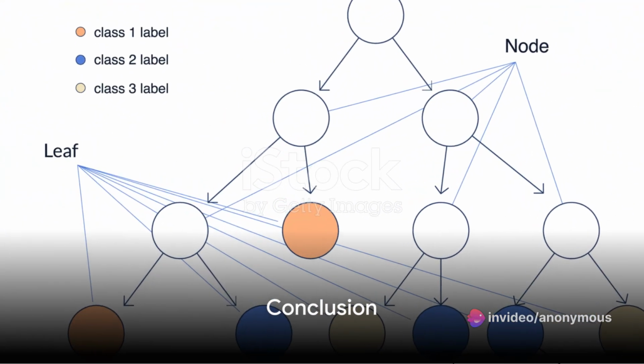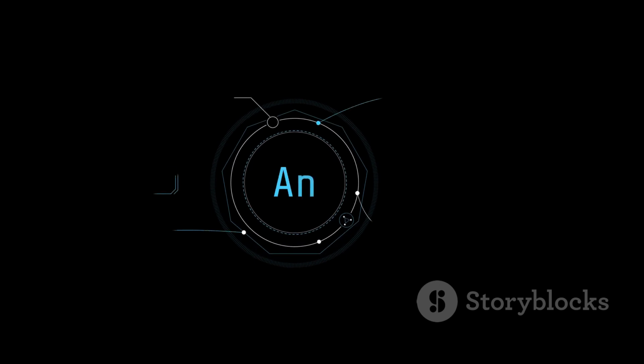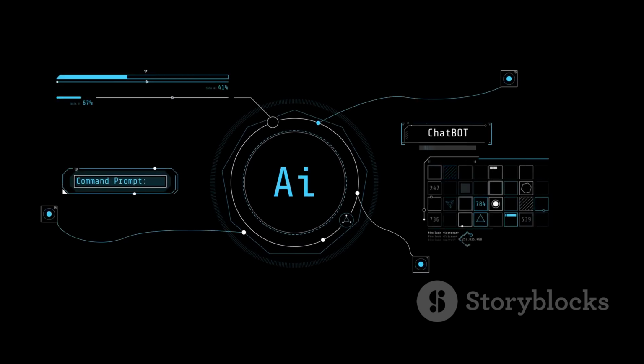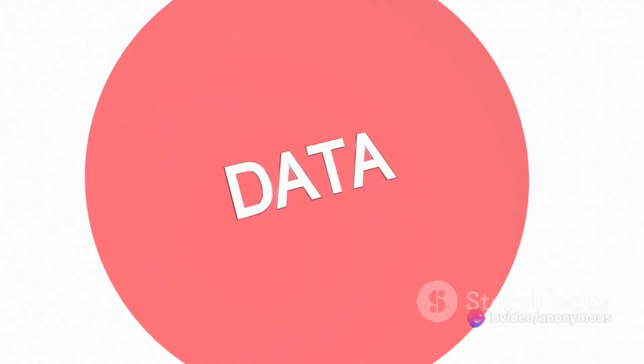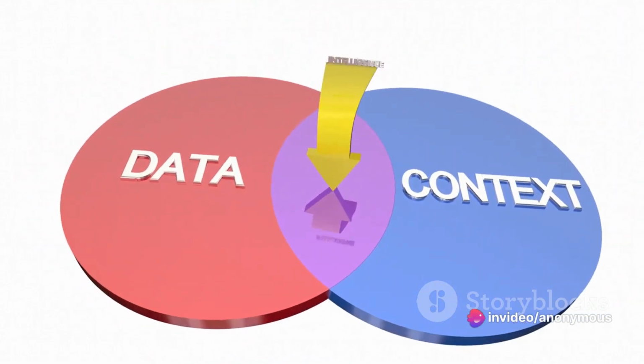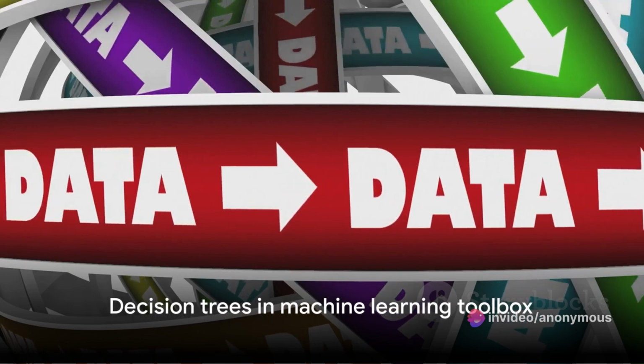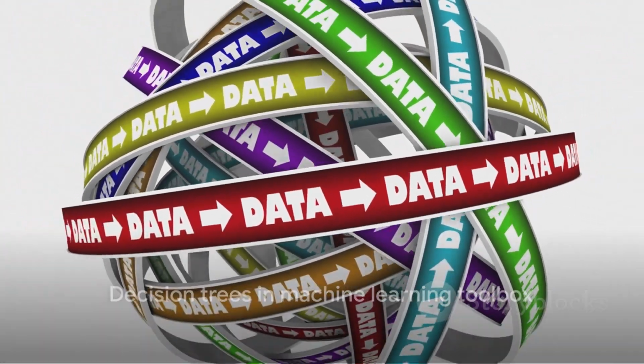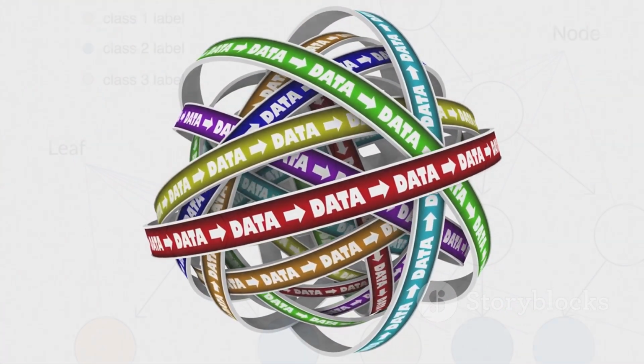So, there you have it, the essence of decision trees. In summary, a decision tree is a machine learning model that uses a tree-like graph to make decisions. It's built through a process of splitting data based on certain conditions. While they have their pros and cons, they remain a powerful tool in the machine learning toolbox.